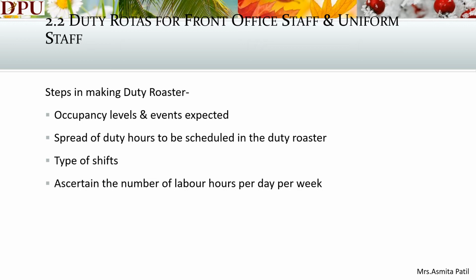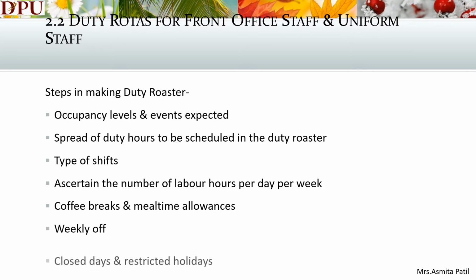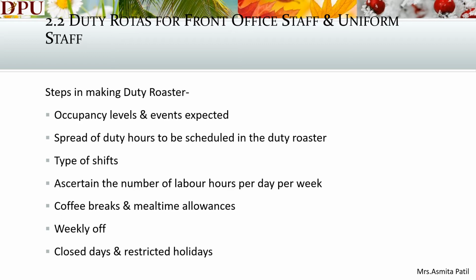Ascertain the number of labor hours per day per week. Include coffee breaks and mealtime allowances. Generally, coffee breaks are for 15 minutes and meal time is 30 to 45 minutes. Check number of weekly offs and closed days and restricted holidays. Generally, on 26th January and 15th August, you have very less number of staff working in the hotel.